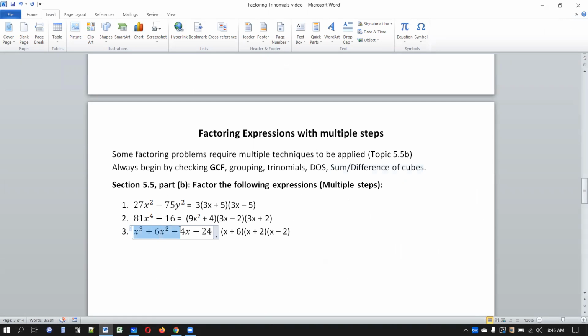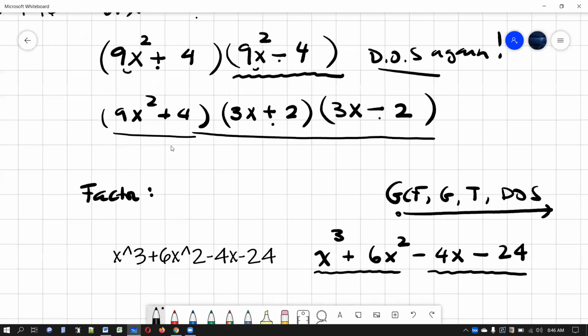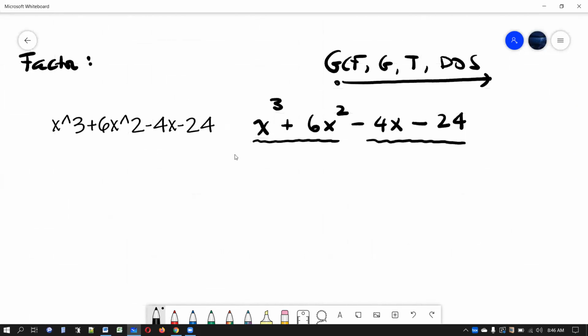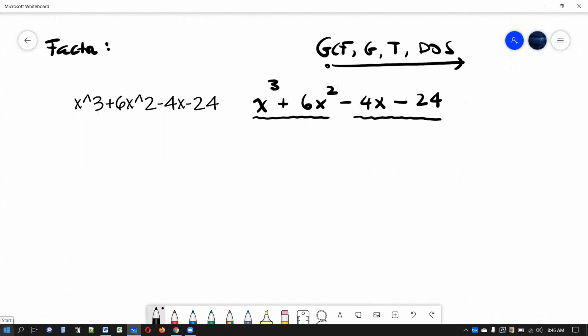Let's take a look at the last one. I don't know if I have this problem here, so I'm going to copy just in case. So I do have the problem here, which is good. I'll have to rewrite it. Okay, so here's the problem: x cubed plus 6x squared minus 4x minus 24. I check GCF first. No, there's no GCF. It's certainly not a trinomial because I don't have 3 terms, and it's certainly not difference of squares because difference of squares is 2 terms. But it looks like I have grouping. And as you can see here, I already grouped in 2 groups.